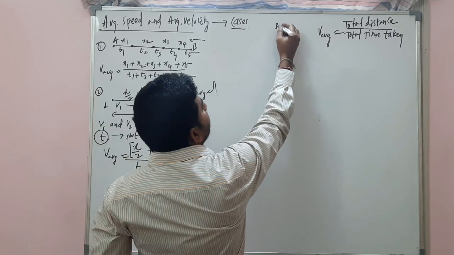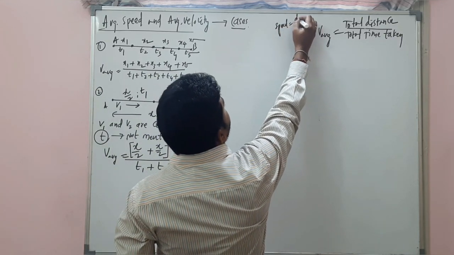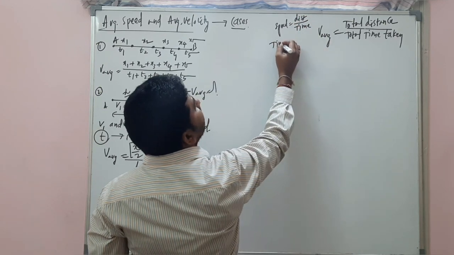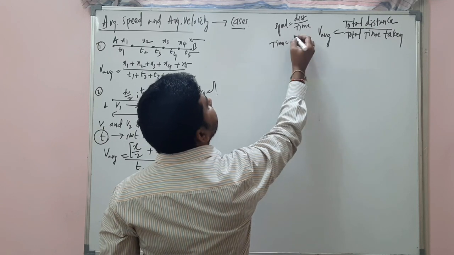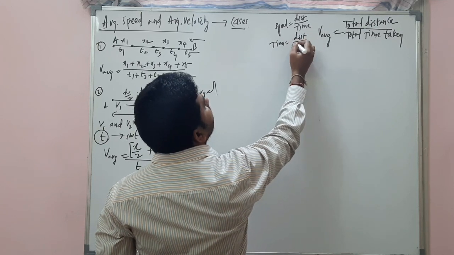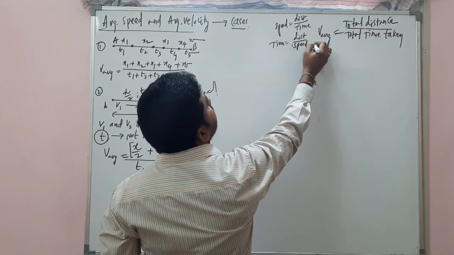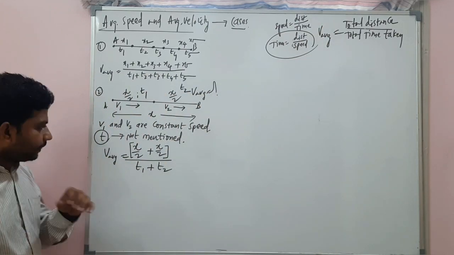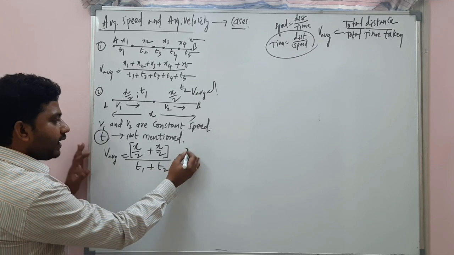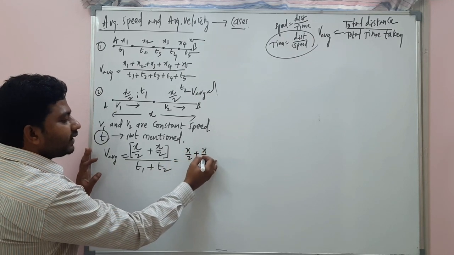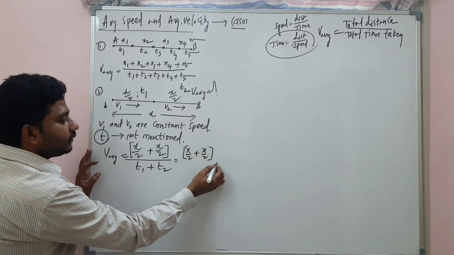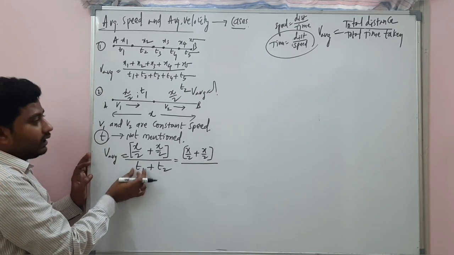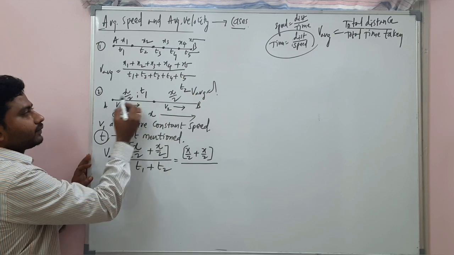We know speed is equal to distance by time, and from here I can write, time is equal to distance by speed, yes or no? Time is equal to distance by speed. Here x by 2 plus x by 2 is the numerator, divided by t1, meaning the time interval in the first half.